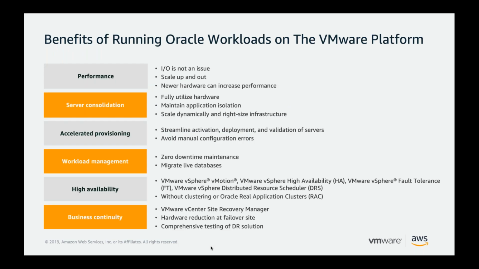In regards to the benefits of running Oracle workloads on the VMware SDDC or VMware Cloud on AWS, it comes down to performance, server consolidation, accelerated provisioning, workload management, high availability, and business continuity. For example, I/O is not an issue anymore. You can scale up and scale out when needed. New hardware can increase your performance as well. And then you get to utilize the hardware that's being fully utilized in your environment, in your SDDC.